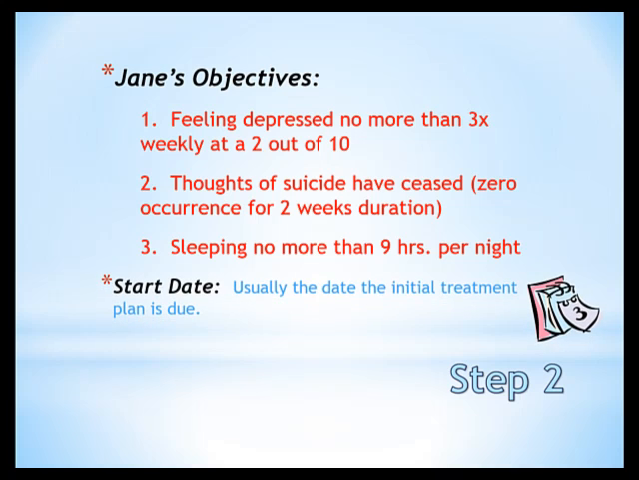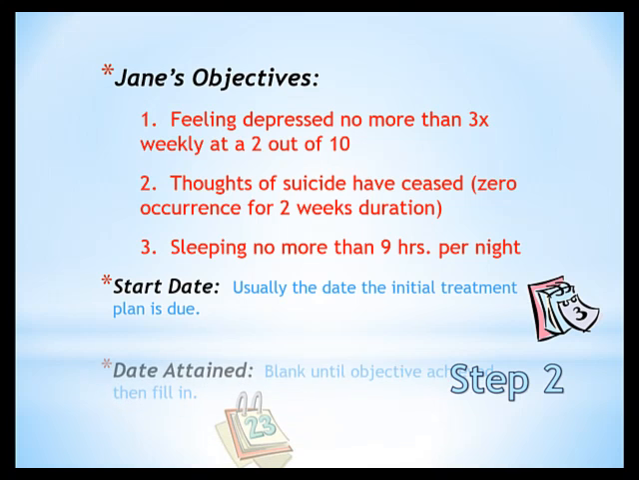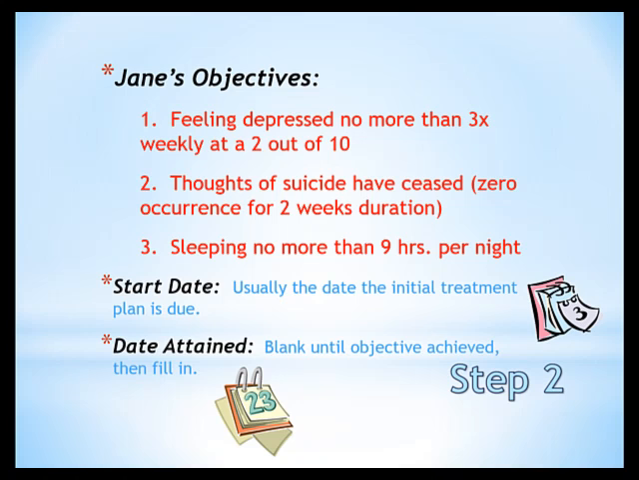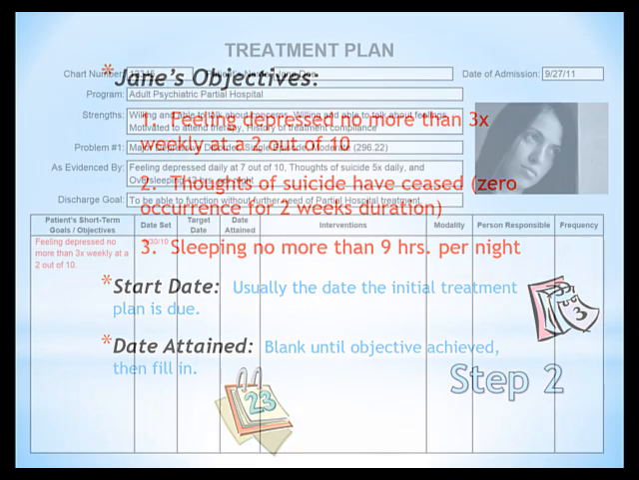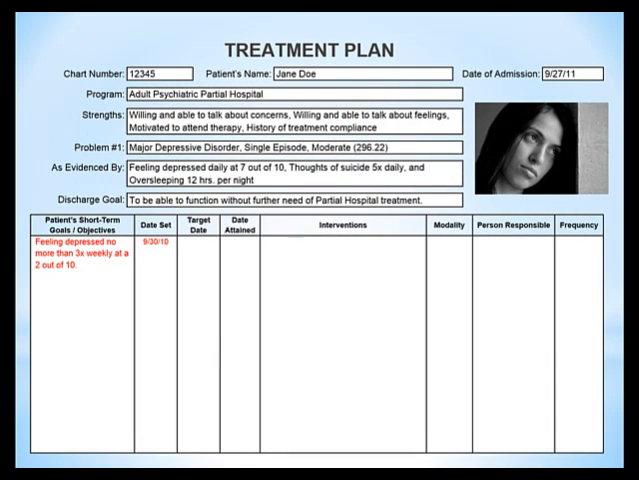For each of these, be sure to list the date on which you establish the objective. Usually that's the initial treatment plan due date. Later on, when your patient reaches the objective, fill in the date attained. But for now, leave it blank, of course. You're done with the objectives for problem number 1. Here's Jane's first objective and the date it was set.